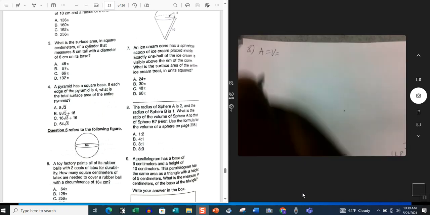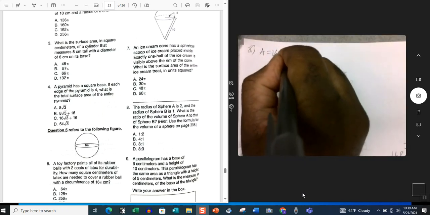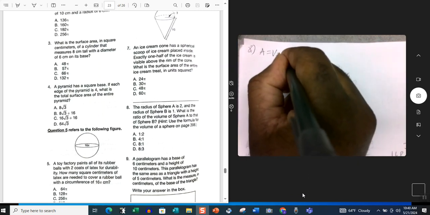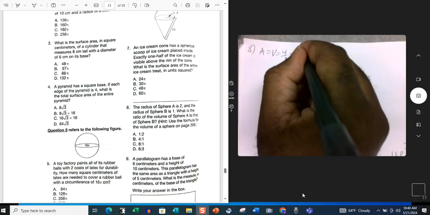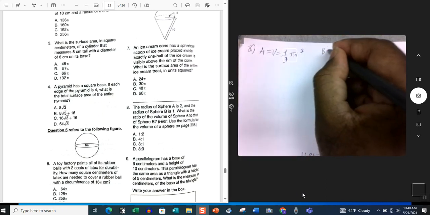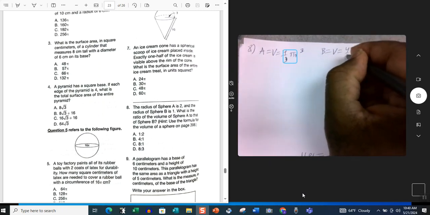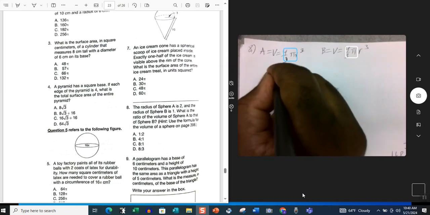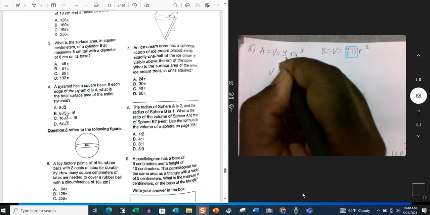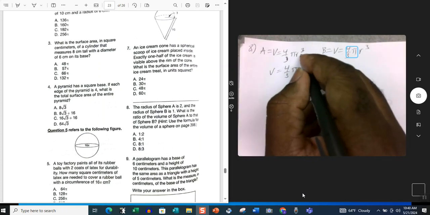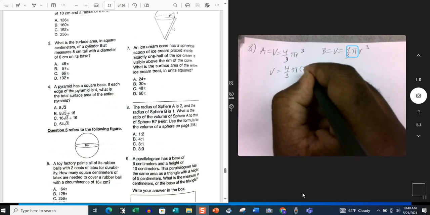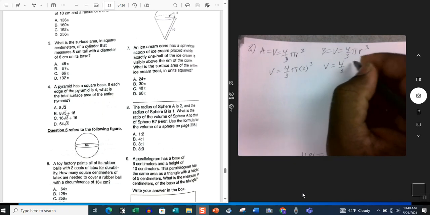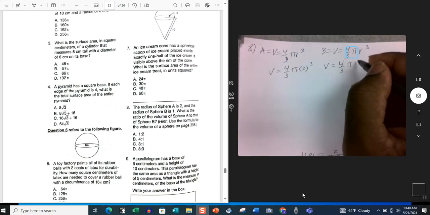the volume of sphere A is 4/3 times pi radius, oh I'm sorry, pi radius cubed. And then sphere B, the volume is 4/3 times pi radius cubed. Now we will substitute this. So we have 4/3 times pi times the radius. The radius of sphere A is 2, so it'd be 2 cubed. So now for the volume of sphere B, we have 4/3 pi, and then the radius here is 1.